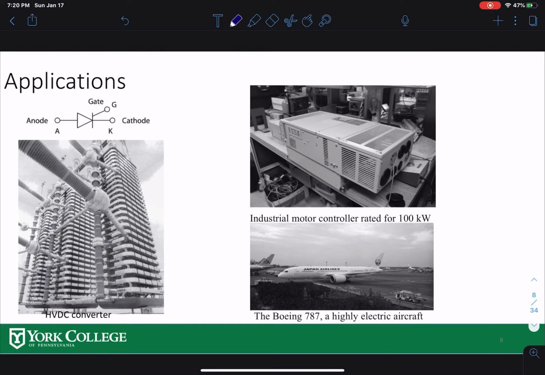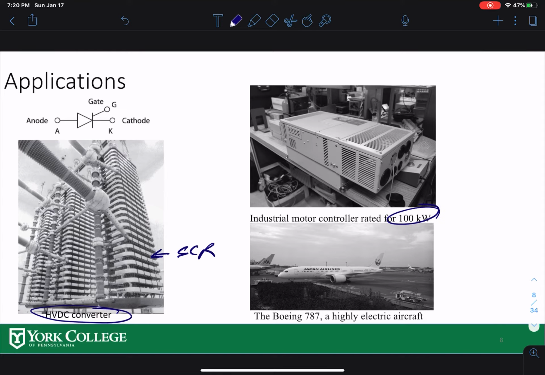All right. For the application of high voltage DC, as I said, you can see the tower of power electronics. These are all SCRs, silicon controlled rectifiers. This single unit can handle 1000 amps and thousands of volts. If you parallel them, you get more current. If you stack them, you get more voltage. So that's how you reach your voltage. And motor control over here, this one can handle 100 kilowatts.